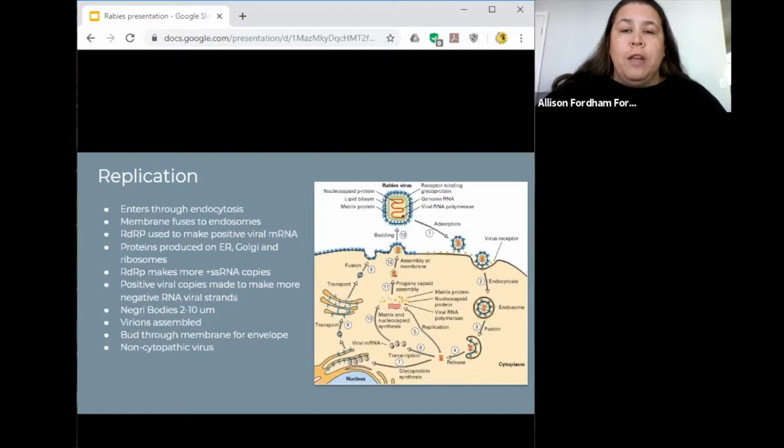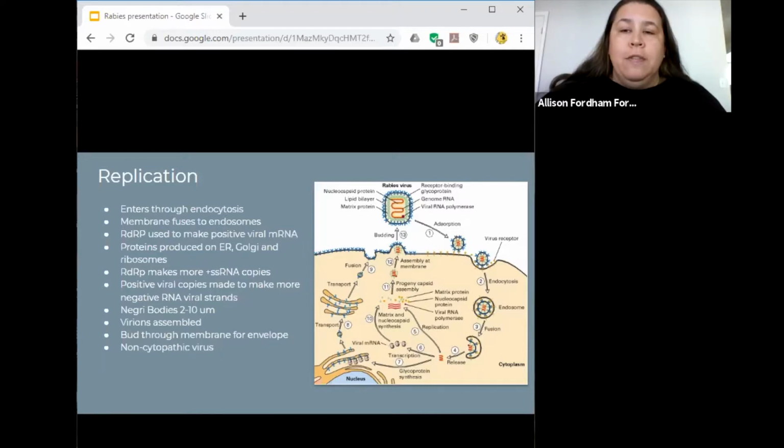The cell forms a cytoplasmic vesicle around the viral genome, and its membrane fuses to the endosomes. Then the core of the virus is released into the cytoplasm. Once it's released, RNA-dependent RNA polymerase from the virion is used to transcribe positive viral mRNAs so that viral replication can begin. Most of its viral protein production is performed on ribosomes, but the protein that constructs the viral spikes, glycoprotein, is completed in the endoplasmic reticulum and Golgi bodies.